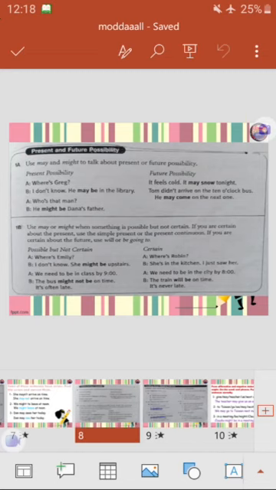Number 2: We need to be in class by 9. The bus might not be on time. It's often late. So here I have evidence that it's often late, so I'm guessing that it might not be on time.